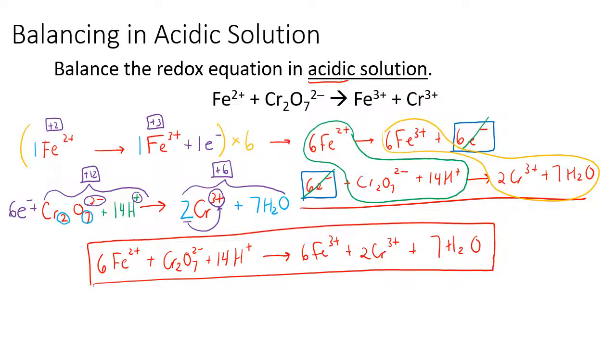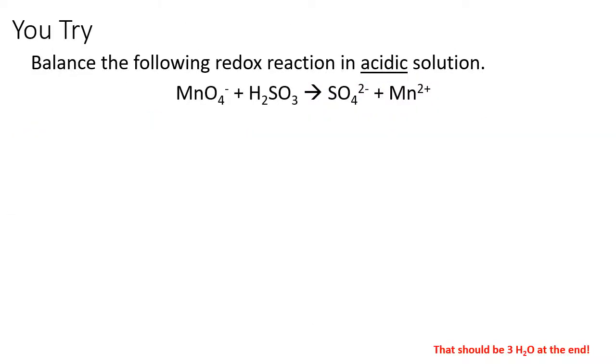Whenever you balance in acidic solution, you should usually have hydrogen ion or proton. That tells us it's an acid. And there will also usually be some water to look for on one side of the equation. Let's try another example in acidic solution.